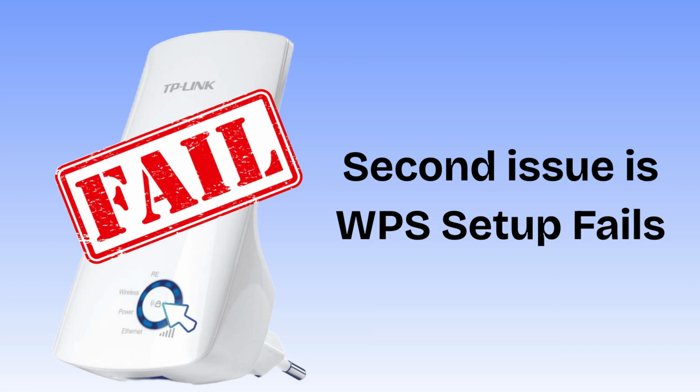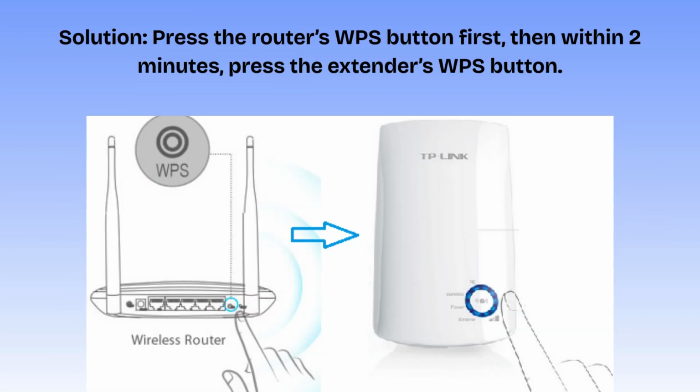Second issue is WPS setup fails. Pressing the WPS buttons incorrectly or waiting too long often causes the extender not to connect. And this problem's solution is press the router's WPS button first, then within 2 minutes, press the extender's WPS button. If it still fails, use the TP-Link Tether app or browser setup method.